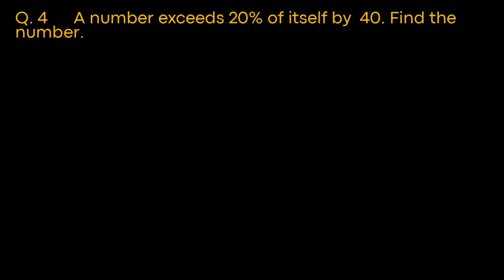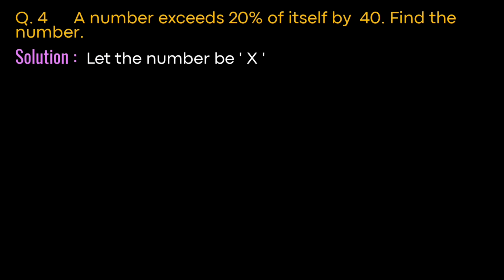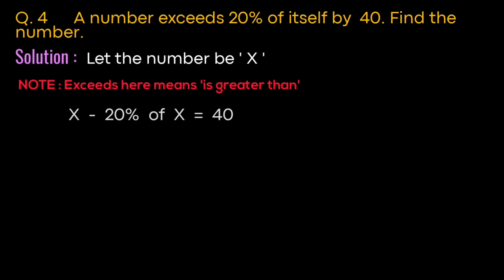Question 4. A number exceeds 20% of itself by 40. Find the number. Solution. Let us consider the unknown number to be x. The point to be noted here is that x is the number which is greater than itself by 20%. It means that the difference between x and 20% of x is 40. So the equation formed here is x minus 20% of x equals to 40.